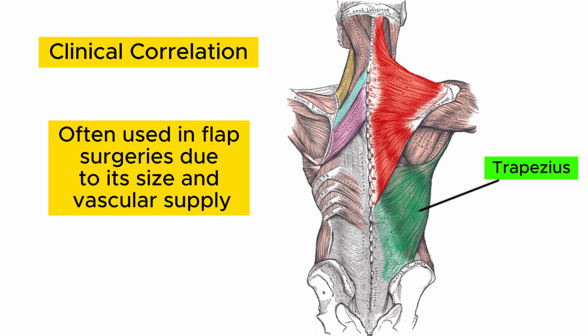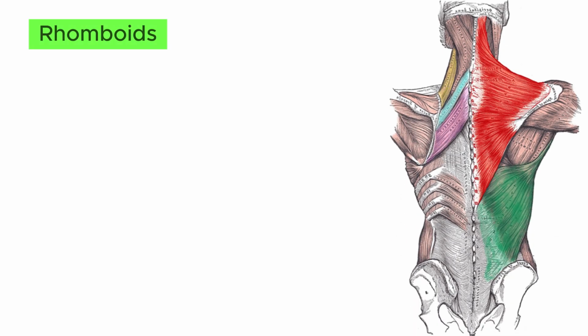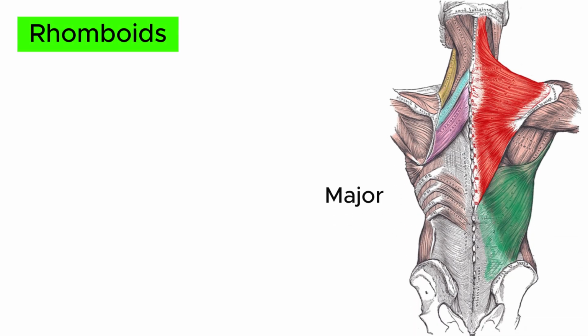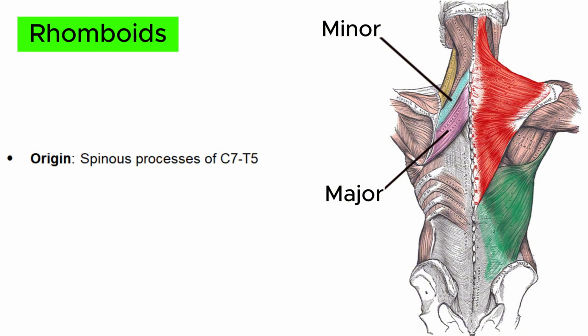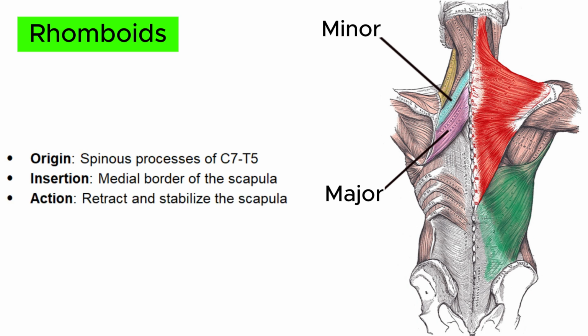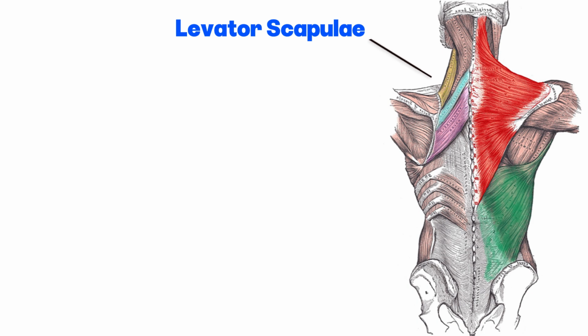Let's move on to the third one, which is rhomboids. They are two in number. One is major and the other one is minor. Origin: spinous processes of C7 to T5. Insertion: medial border of the scapula. Action: retract and stabilize the scapula. Innervation: dorsal scapular nerve.